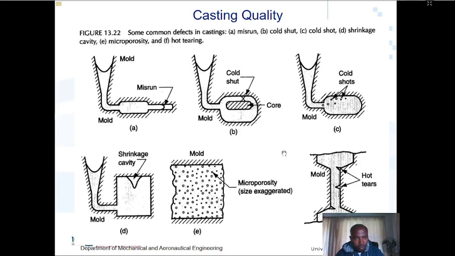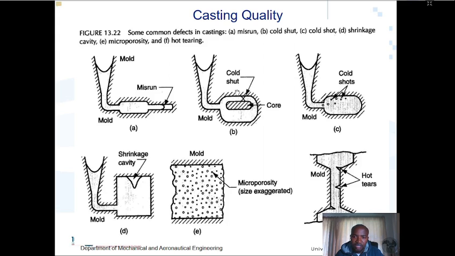Casting qualities. We are now talking about problems that you can encounter when you do casting, any different type of casting. You can have number A, misrun. You want to cast this whole component, but you don't fill it up all the way to the end. The second one over here, you have cold shut. There you can see what we have there, a cold shut.